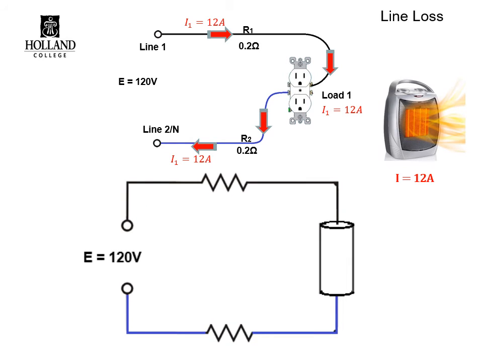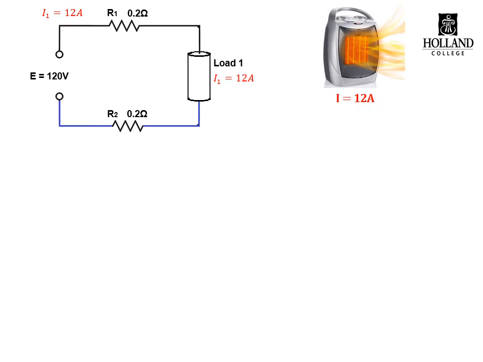Let's examine this circuit in a little bit more detail and calculate out some values based on the numbers we have. So here we have our simple circuit again, where we have two feeders, R1 and R2, feeding a load. And again, for simplicity, we'll plug in our little unit heater, and it's going to draw 12 amps.